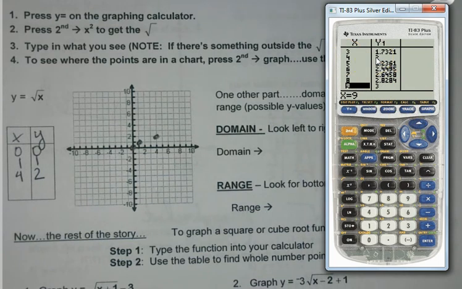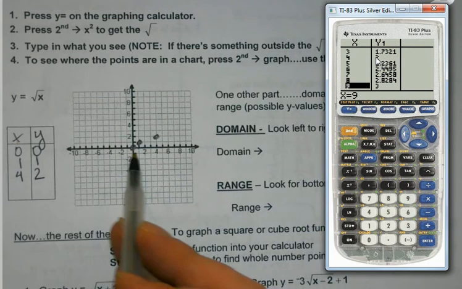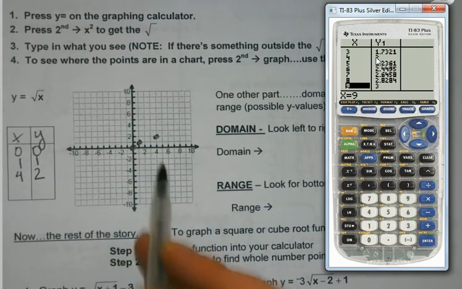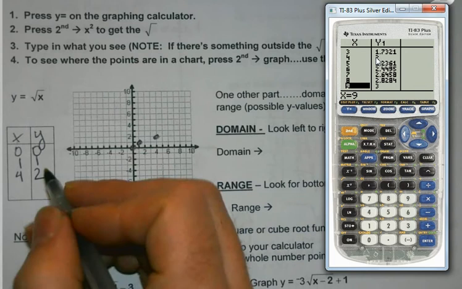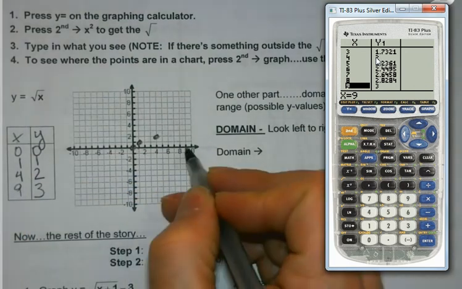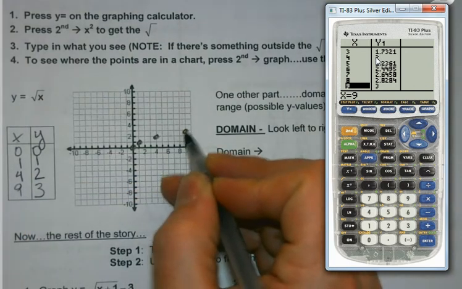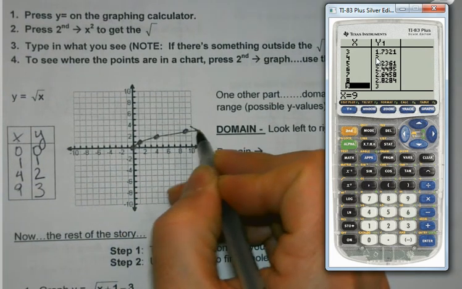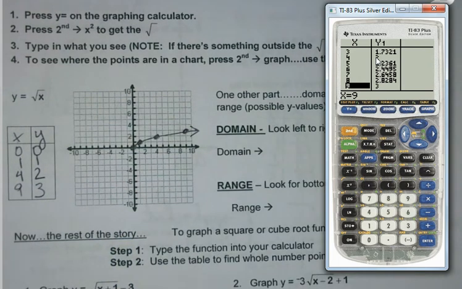Because when I'm doing coordinate points, my x value will tell me how far to go left or right, and my y will tell me if I've got to go up or down. And then the last one that fits in my graph is 9, 3. And once I get them plotted, I just connect the dots and put an arrow on the end.